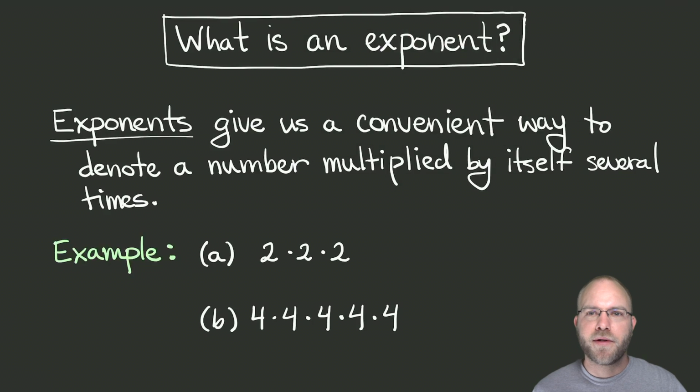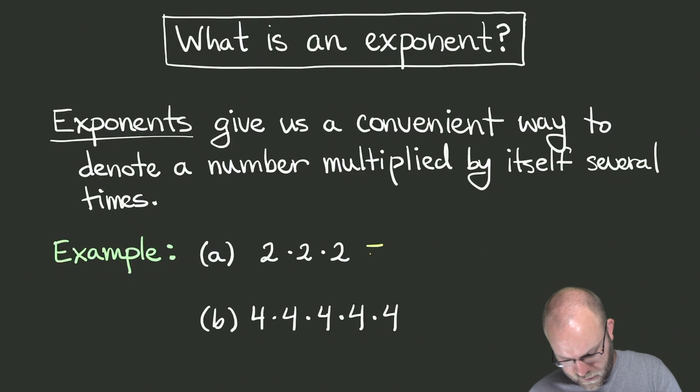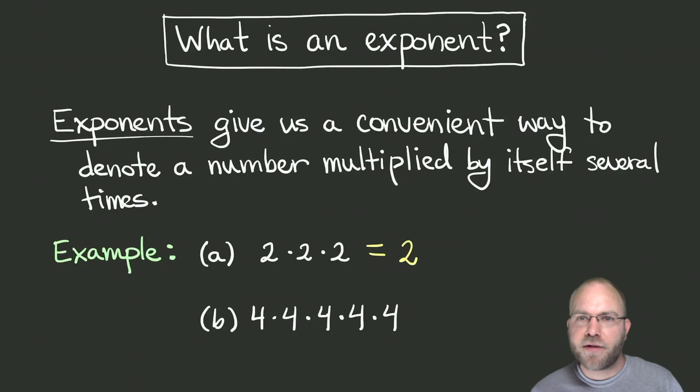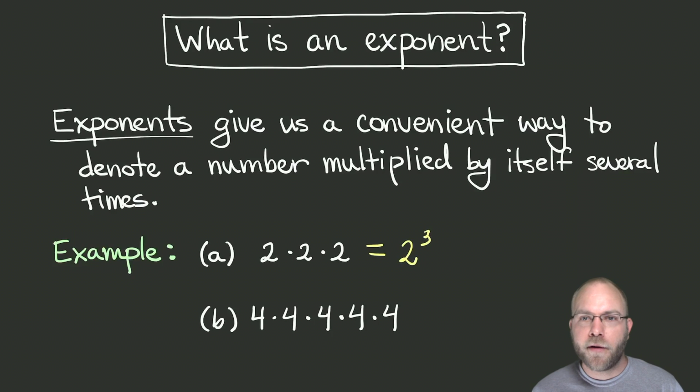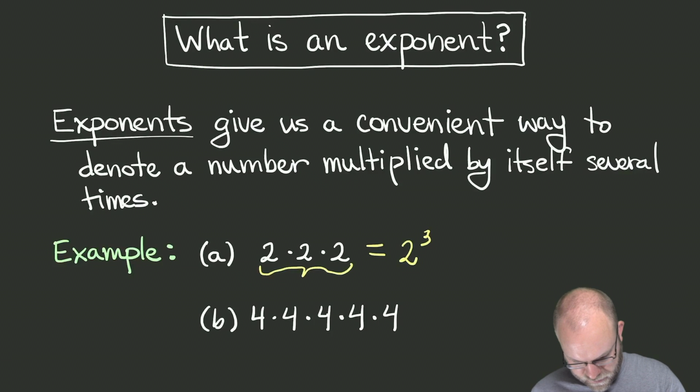Let's talk about exponents. Exponents give us a nice way to write down multiplying a number by itself several times. Let's look at a couple examples. First here we have 2 times 2 times 2. To write that using exponents, what we're going to do is write 2 as the base. That's the number that we're multiplying by itself. And then raise that to the third power because we're multiplying 2 by itself 3 times.